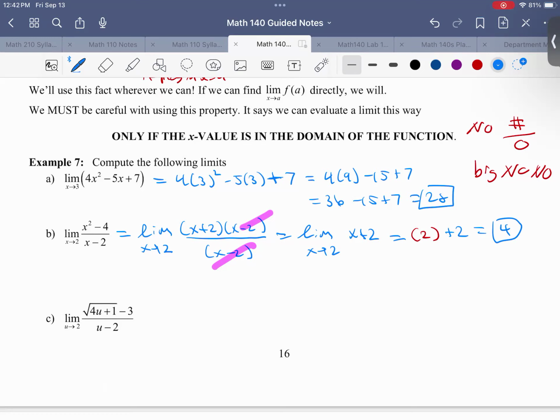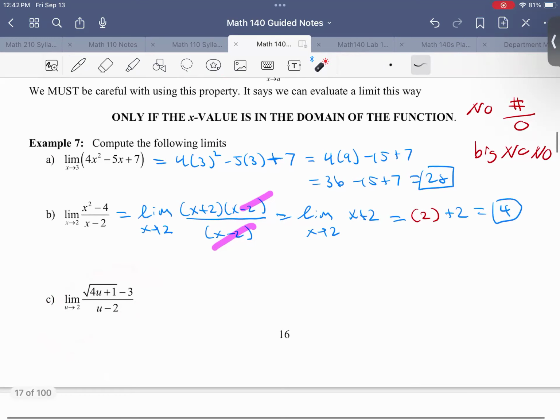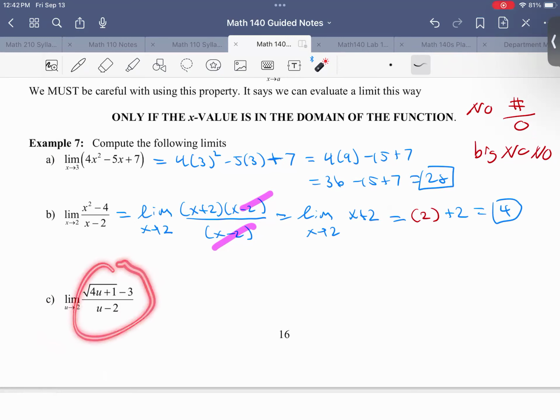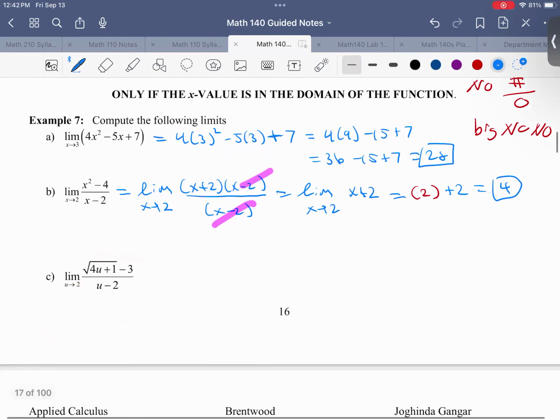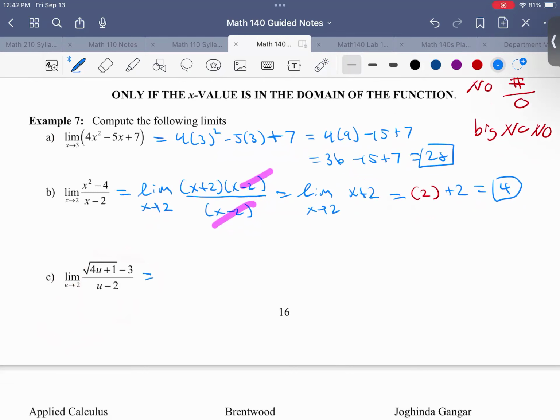Okay, so last question here. This one's a little more involved, but from our algebra review, you just got to rationalize the numerator. So what you would do here is multiply the top and bottom by the square root of 4u plus 1 plus 3, right? And square root of 4u plus 1 plus 3.